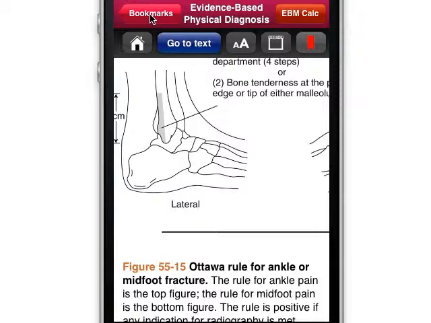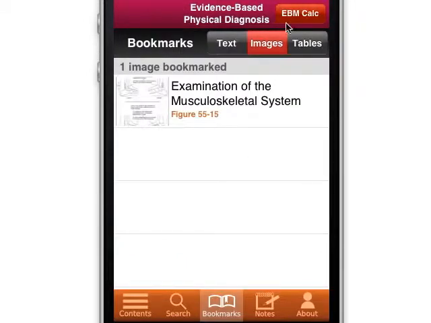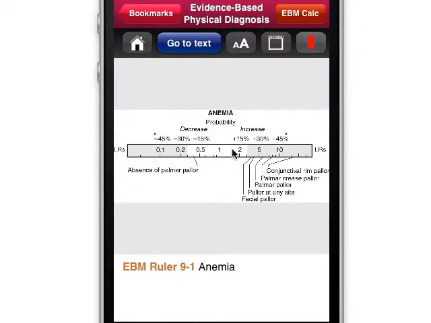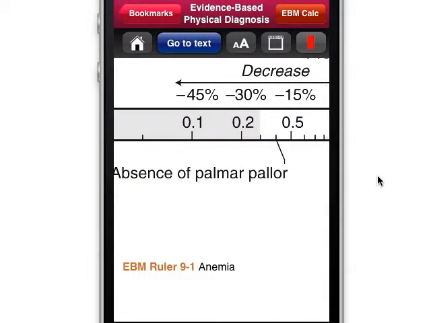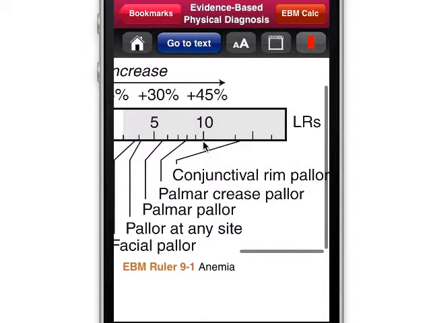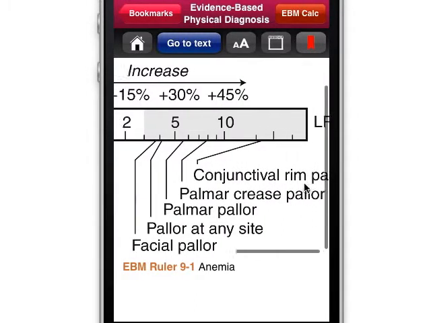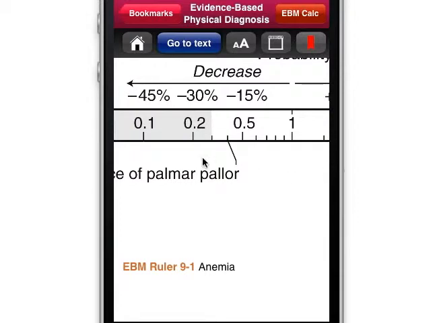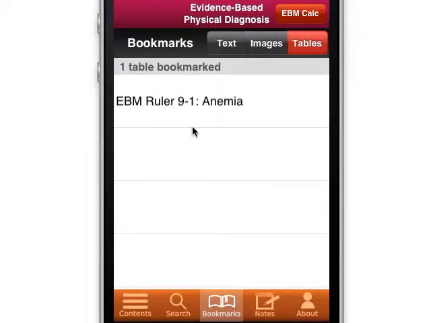The other thing you can do is you can bookmark a table. So here we have an EBM ruler for anemia, and it tells you a little bit about palmar pallor, what is the value of conjunctival rim pallor, and it gives you of course, the higher the number, the more it changes probability, and same thing on the decrease side. So these are things that we can bookmark for going back to the things that you like to do.